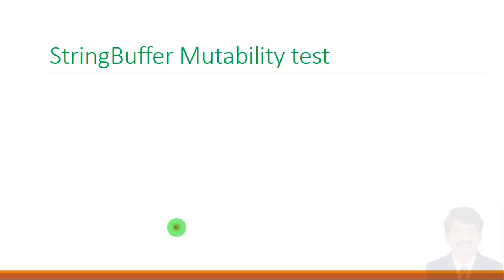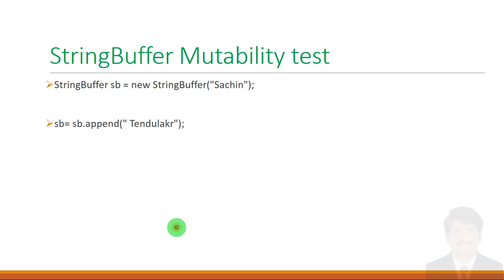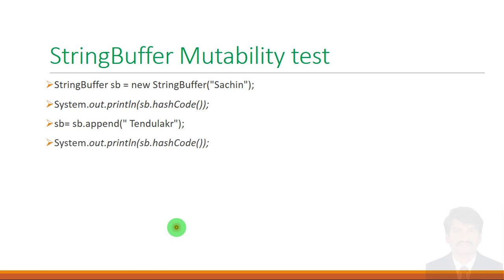If it is immutable, then it will create a new string buffer. If it is mutable, then it will not create a new object. Instead, it will add to the existing string. This is what I am going to do. StringBuffer sb is equal to new StringBuffer of Sachin. I am going to append: sb is equal to sb dot append Tendulkar. First I will print the hash code after creating the string buffer. After adding also I will print the hash code.